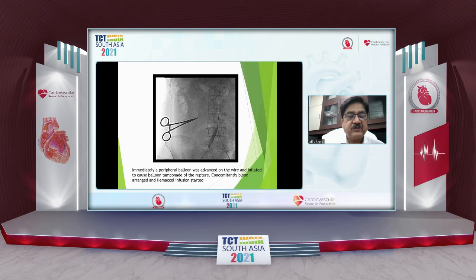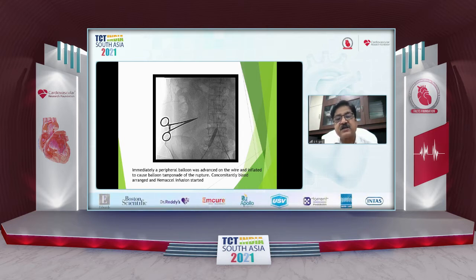So the first thing that we did was immediately a peripheral balloon was advanced on the same wire through which it had come out and inflated to cause balloon tamponade of the rupture, and concomitantly blood arrangement and Hemaxil infusion started. So you see the balloon is inflated there.